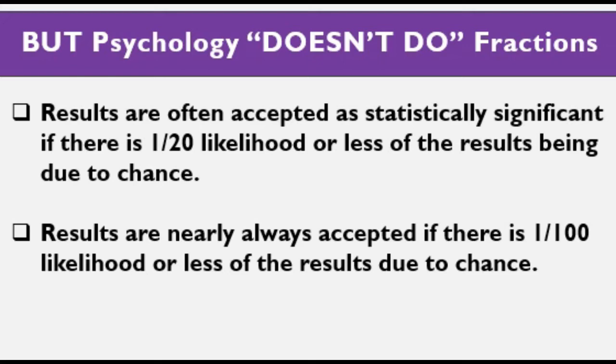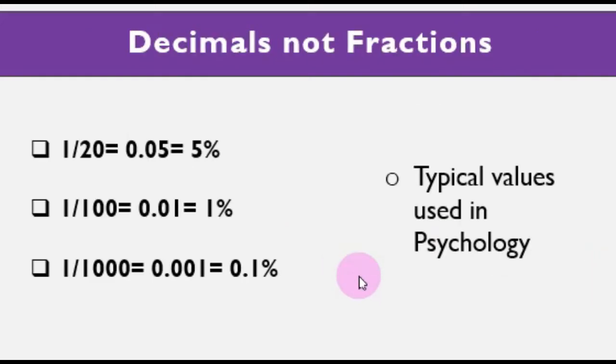Okay, so sabi dito na dito sa first bullet na 1/20, it is when you computed the value ay 0.05%. Okay, results are nearly always accepted if there is 1/100 likelihood or less of the result due to chance. Okay, so meaning kasi mas malaki siya dun sa 0.05, it's 1%. Later, we'll discuss it further.